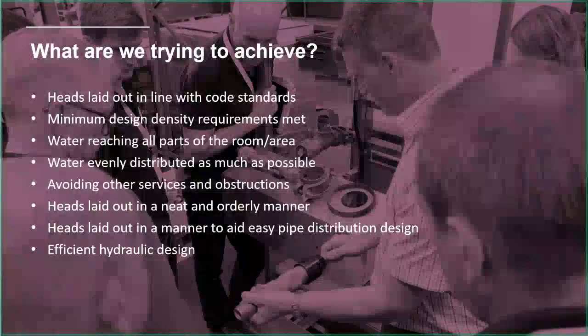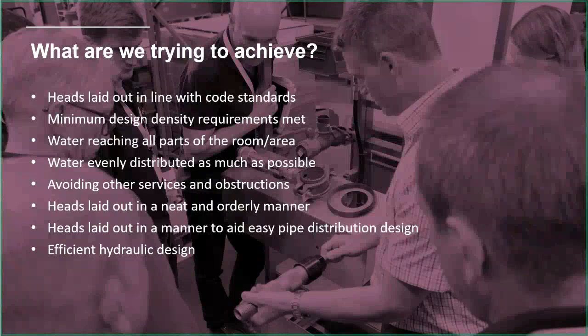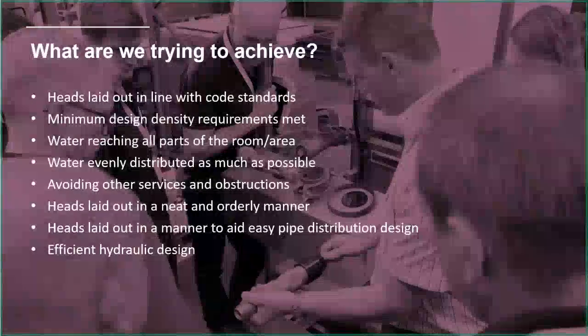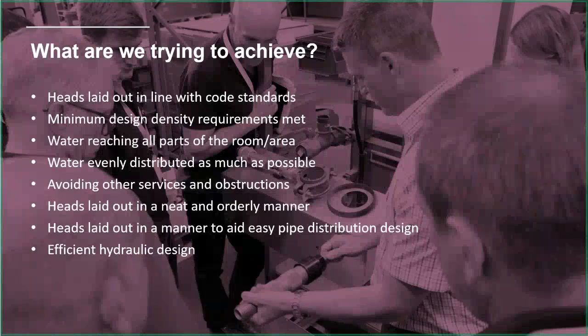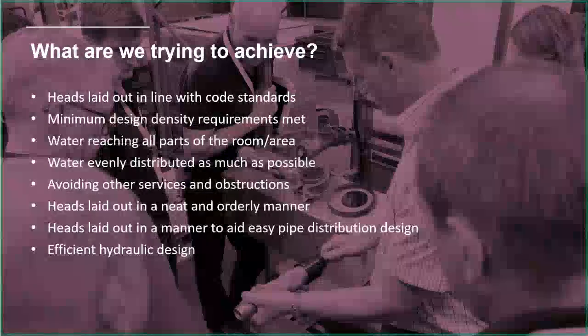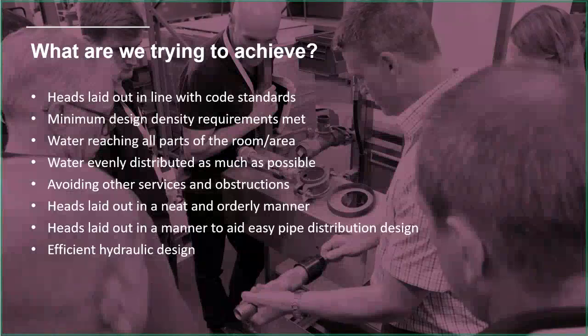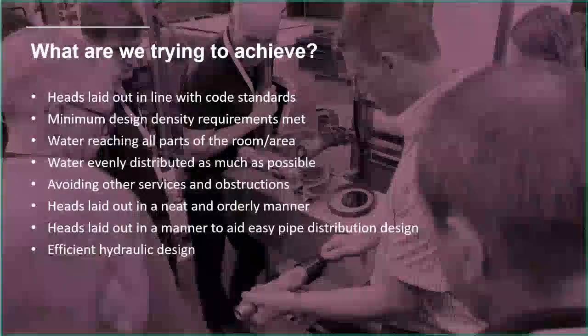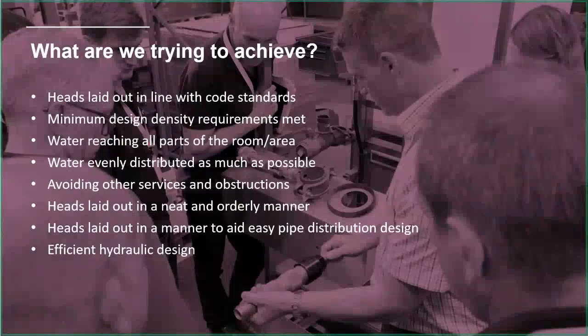Design density is also about spreading the water out, which is my next point. We want to meet that minimum design density on all parts of the room or the space which we're protecting. It's a minimum design density, and I'll give you some figures in the next few slides. Water reaching all parts of the room or area. Makes sense. We don't want a fire in one side of the room where there aren't any sprinklers and all the sprinkler heads on the other side. So that's pretty obvious.